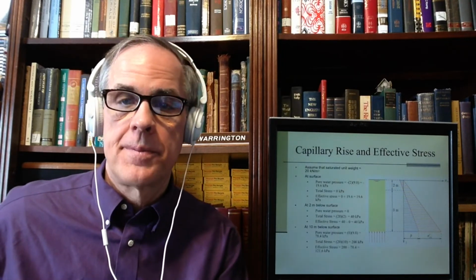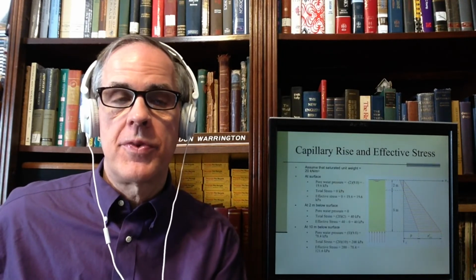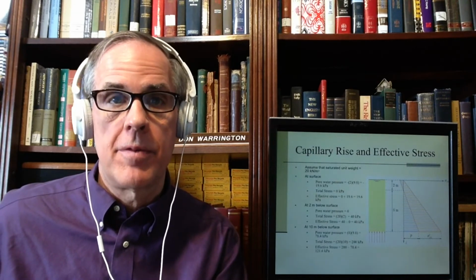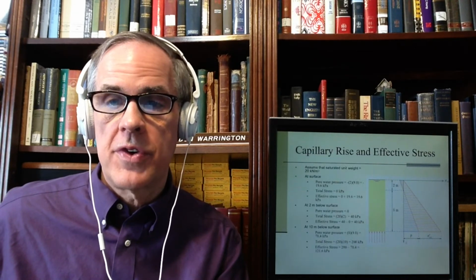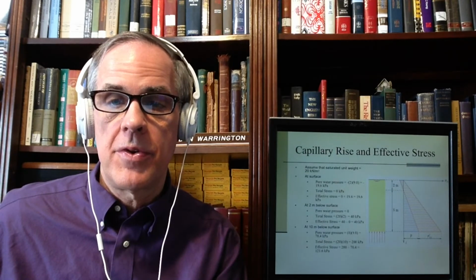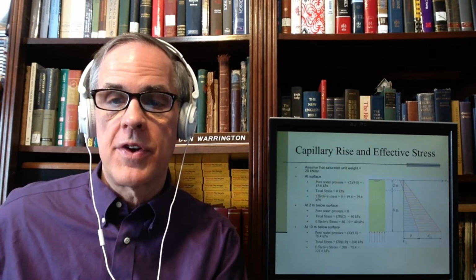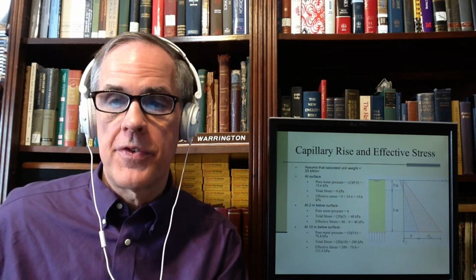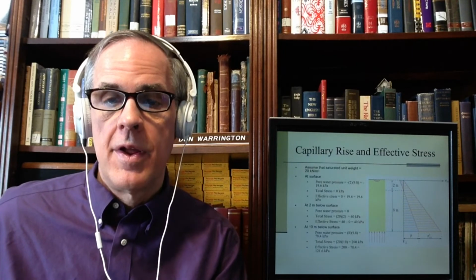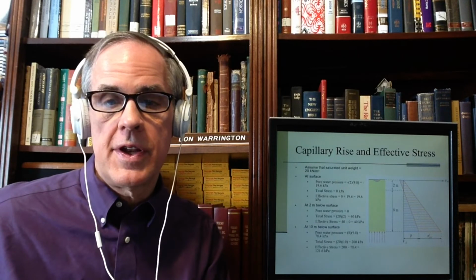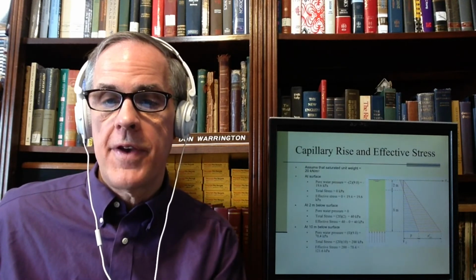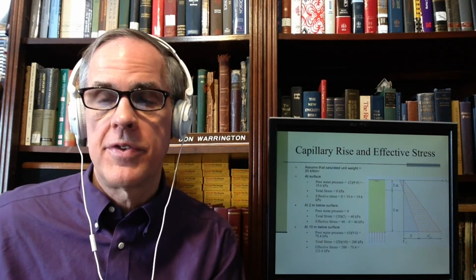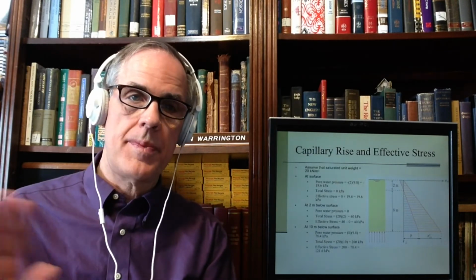How about that? At 2 meters below the surface, which is the water table, the pore water pressure is 0 by definition. The total stress is still 20 kilonewtons times 2, which is 40, and the effective stress is 40 kPa. At 10 meters below the surface, or 8 meters below the water table, the pore water pressure increases to 78.4. The total stress is 200 kPa, and the effective stress is 121.6 kPa. And that's it.